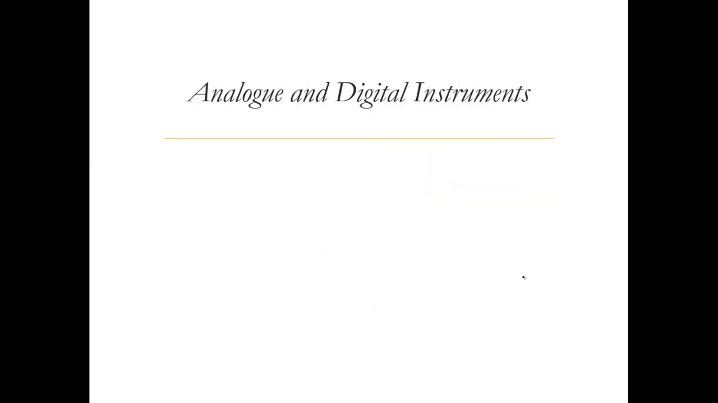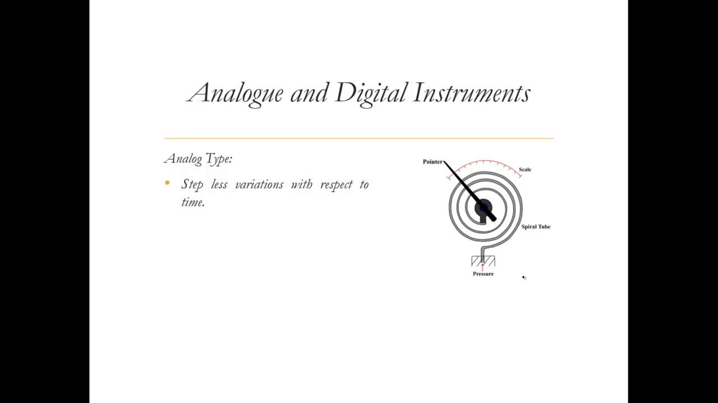Then we have another classification, which is analog and digital. By its name, analog refers to a continuous output for a given input. And in digital, we refer to a particular set of discrete signals or outputs for a given continuous input. In the analog type, we have stepless variations with respect to time. That means we don't have any steps. We have continuous variation of the output with respect to input. An example could be again a Bourdon tube gauge where you want to measure the pressure of a fluid or air. The pointer moves continuously as per the increase or decrease in the pressure.